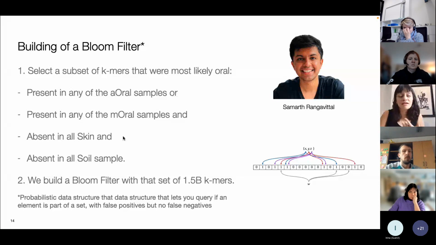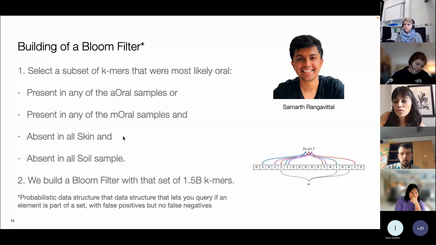So these are the k-mers that are present in any of the ancient oral samples or present in any of the modern oral samples and absent in all of the skin and absent in all of the soil samples. So we take that, and these are like 1.5 billion k-mers, and we build a Bloom filter on that. And we say, okay, this is kind of like a reliable set of k-mers. And this is roughly the pipeline.